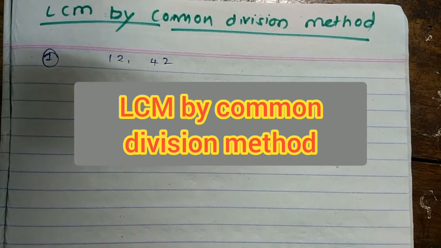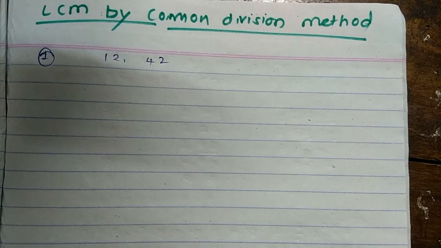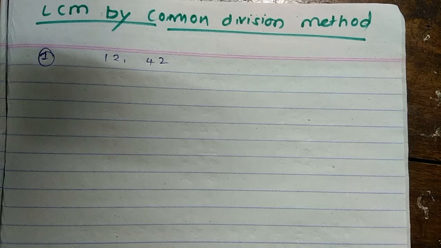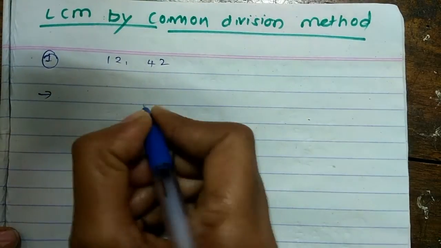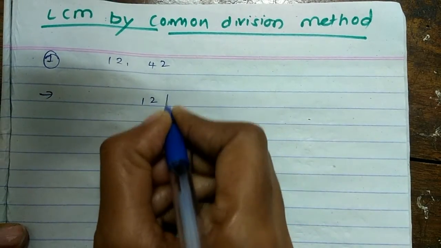Hello students, in this video I am going to explain how to find LCM by the common division method. As we know, in prime factorization we also divide the numbers, but there we divide 12 separately and 42 separately. Here, in the common division method, you have to divide 12 and 42 at a time. So we'll see the method here, 12 and here 42.